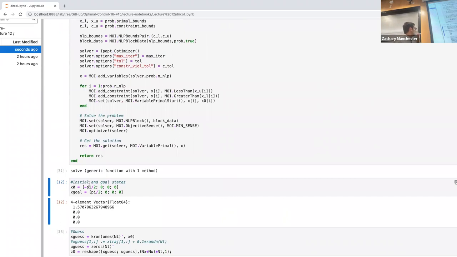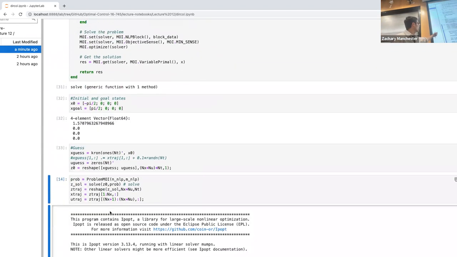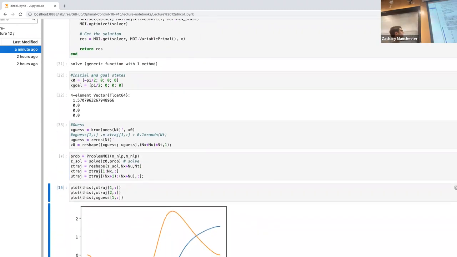So we're going to specify an initial state, which is the downward equilibrium for the acrobot. And then the goal state is upright like this. I'm going to guess all zeros for everything, nothing smart. Then we're going to just go ahead and call the solver here. And this will take a little bit.